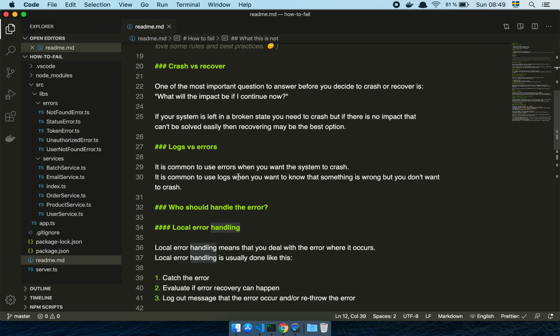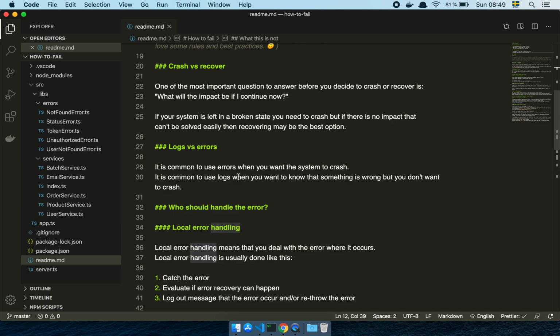Now, which one is the right solution here? Well, it depends. It very much depends on what the impact is going to be. The root question that you should have with you when you try to figure out if you should crash or if you should try to recover is, what will the impact be if I continue?